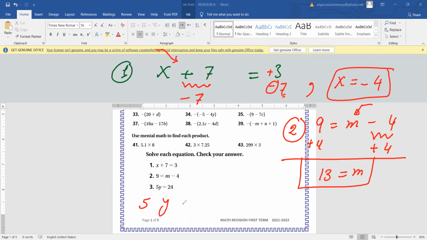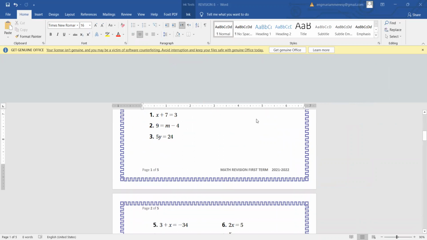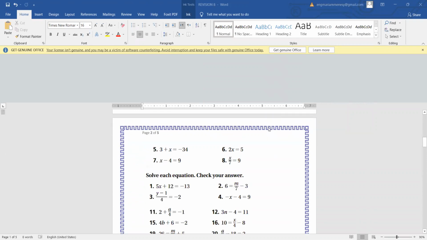Okay. 5y equals 24. How can I solve it? 5y means 5 multiplied by y. The inverse operation of multiplication is division. Then y equals 24 over 5. Or convert it to a decimal, depending on the choices. Miss, will it be a fraction or decimal in the choices? Okay, no problem to put it as a fraction, but your exam is multiple choice. If the choice is a fraction, put it as a fraction. If the choice is a decimal, put it as a decimal. Okay, my dear.